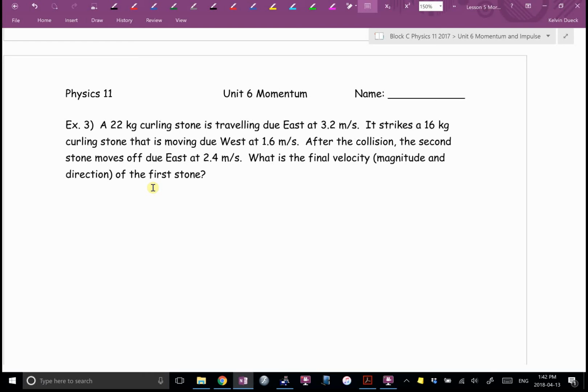What we say instead, we notice there are two objects, two masses. That's one of your hints. We notice there's a collision or an explosion. This is a job for conservation of momentum.